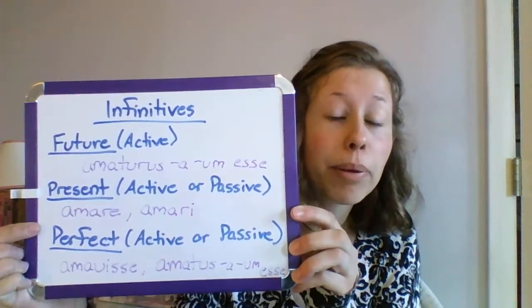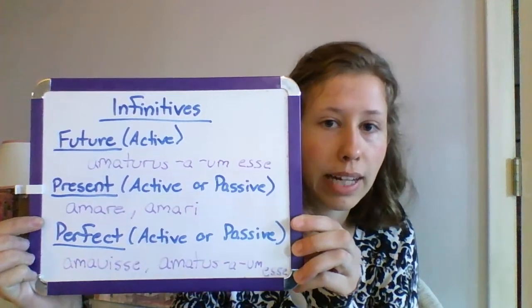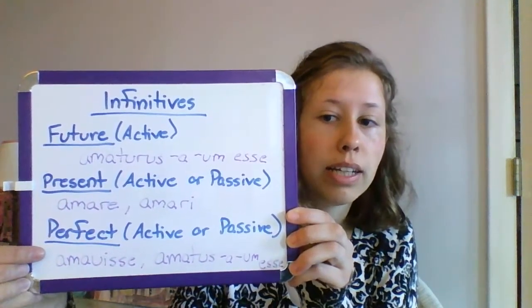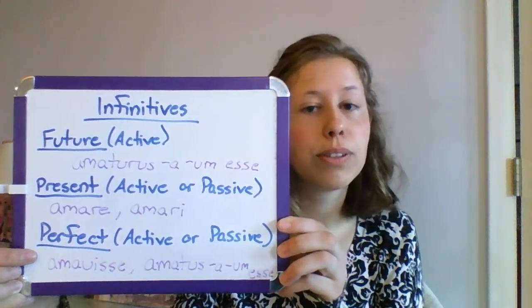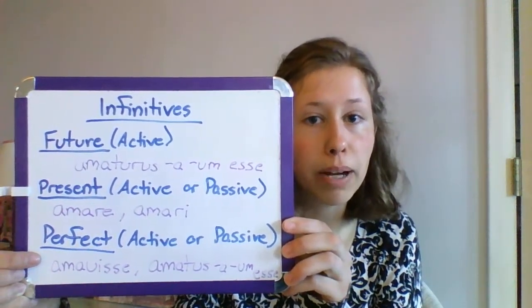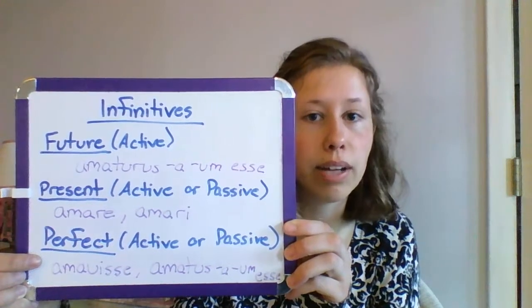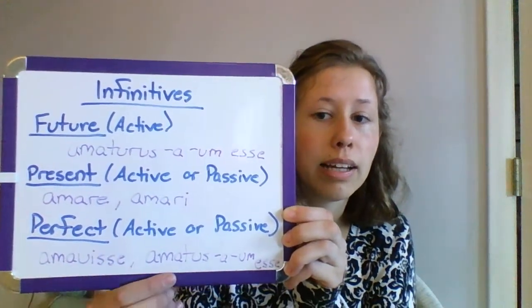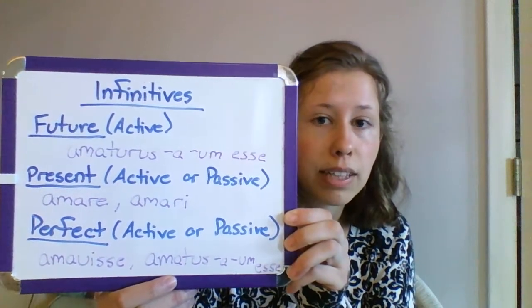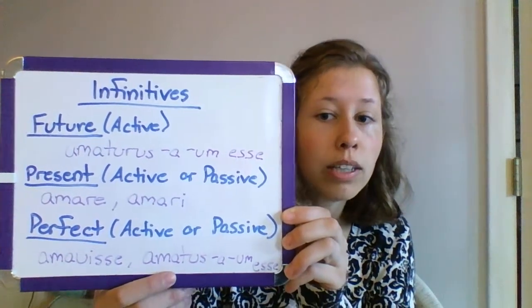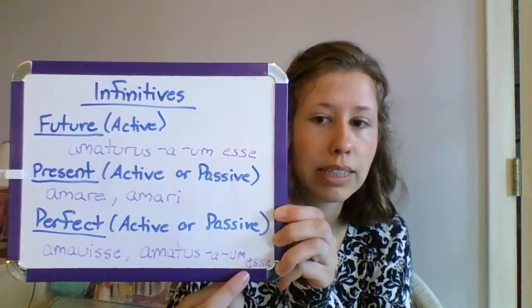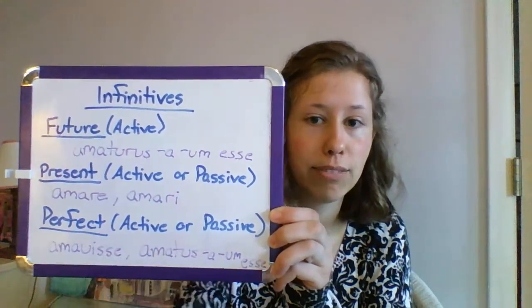And then the perfect infinitive, you also have active and passive. So you have amavisse in the perfect active infinitive. So amavisse comes from amavi, that third principal part, and then you add -isse at the end to get amavisse. And then in the perfect passive infinitive, you take the fourth principal part, so amatus, -a, -um, and then you add esse. So amatus, -a, -um esse is the perfect passive infinitive.